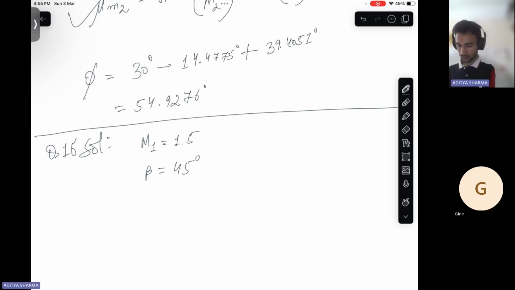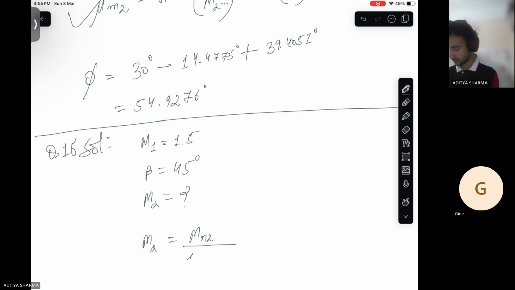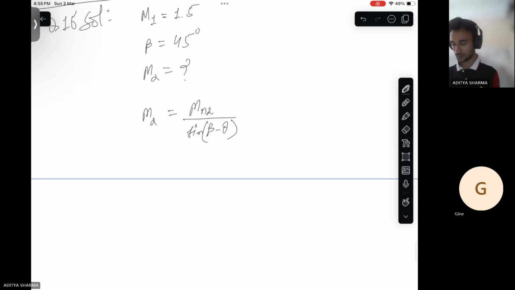Right. So what we will do is, because we need to find M2, right? What is M2? So if you see, M2 is theta, right? This is the expression for this M2, in terms of these components of this shock wave or flow direction across an oblique shock.